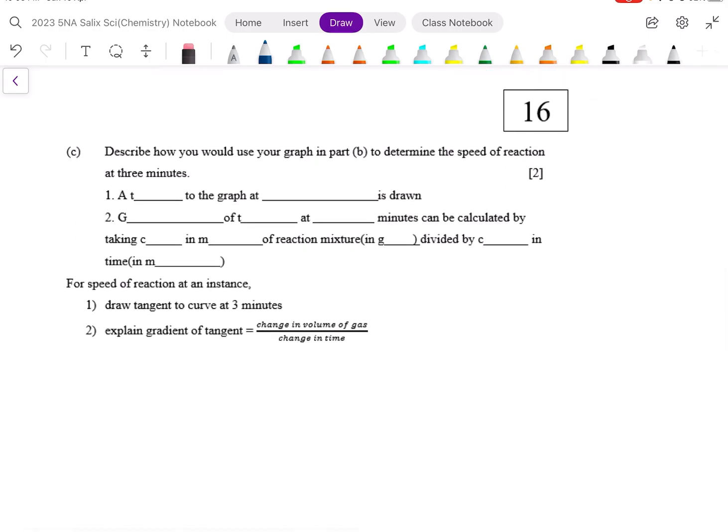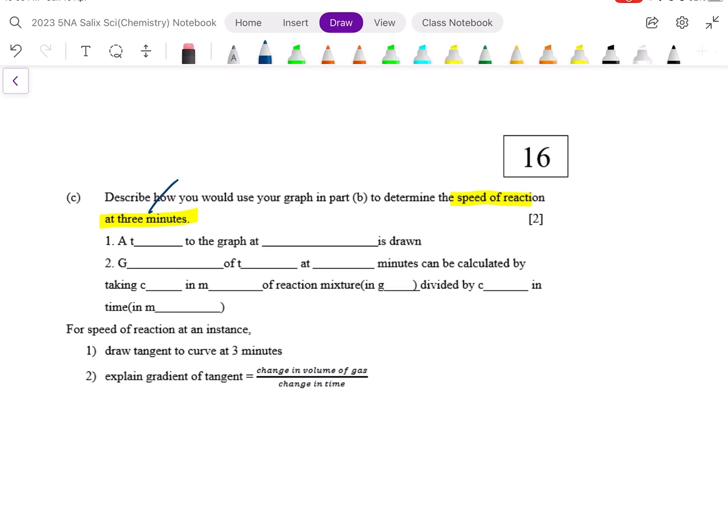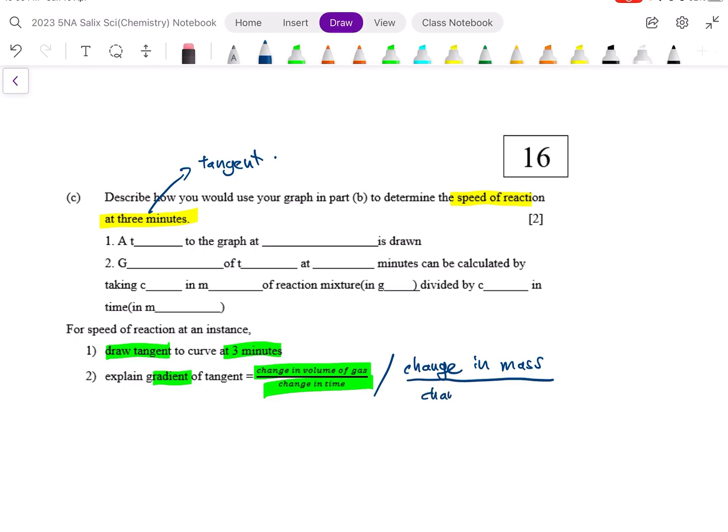For part C, how would you use your graph in part B to determine the speed of reaction at 3 minutes? A question at a particular time means you need to draw a tangent to the curve at 3 minutes. Then calculate the gradient of the tangent by taking the change in volume of gas over the change in time, or otherwise the change in mass over the change in time.